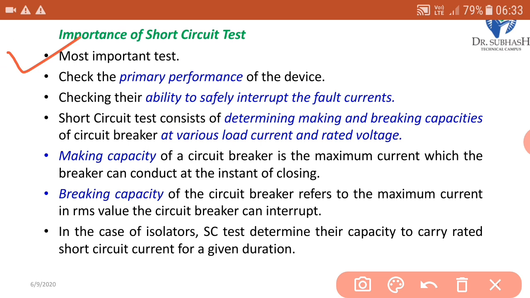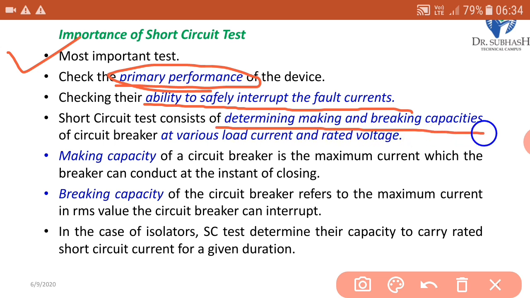It is a most important test to check the primary performance of the device, then checking the ability to safely interrupt the fault currents. Short circuit test consists of determining making and breaking capacities of a circuit breaker at various load current and rated voltage. So through this test we can determine making and breaking capacities of circuit breaker.